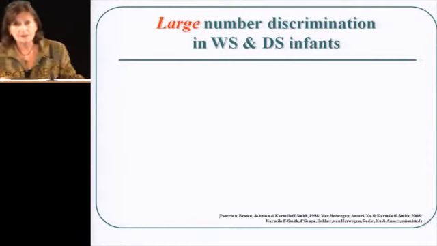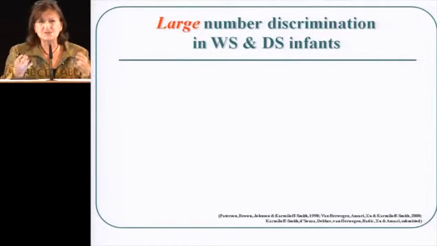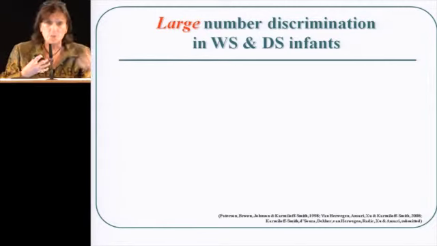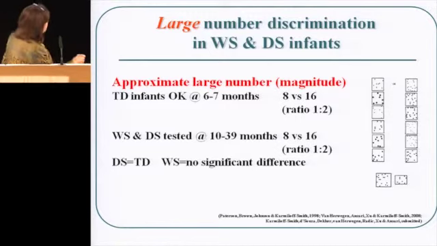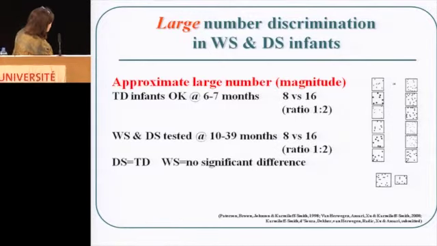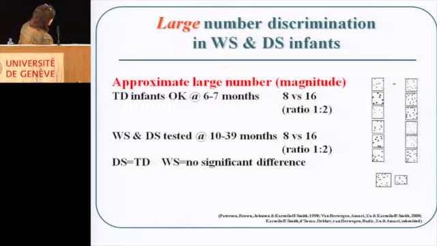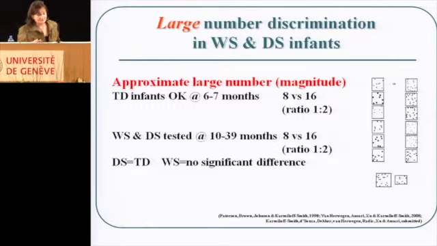We then looked at large number discrimination. So this is more like magnitude. You don't count, you don't know how many are there, but you just sense there's more here than here. So a similar kind of thing, we showed them either 8 dots and we changed to 16, or 16 dots and we changed to 8. And typically developing infants take longer to be able to do this than the small number. They do this at about 6-7 months when it's a ratio of 1 to 2, and it's about 9-10 months when it's a ratio of 2 to 3.